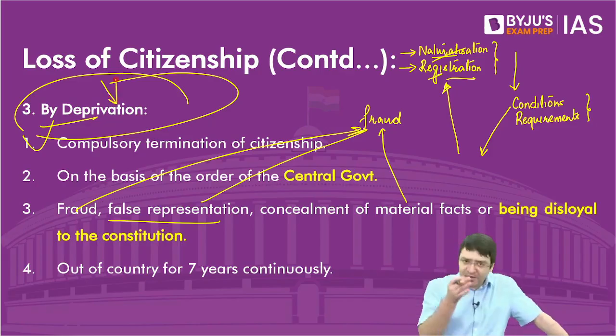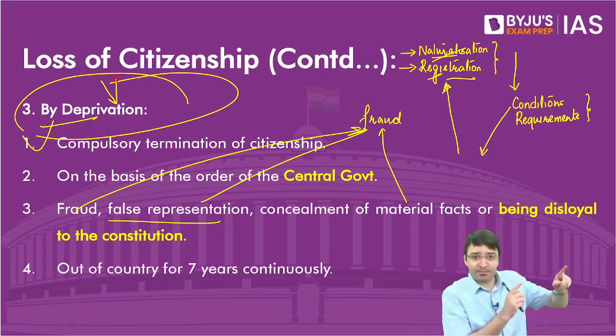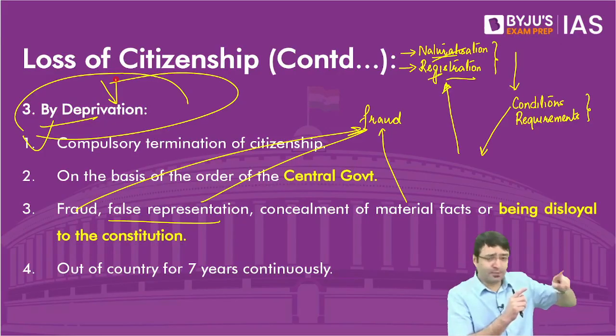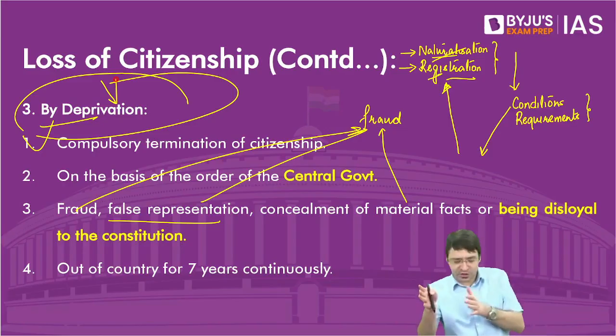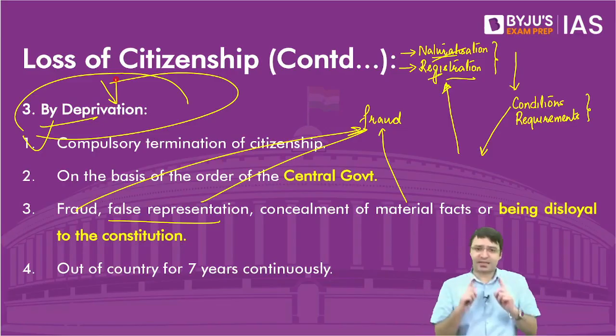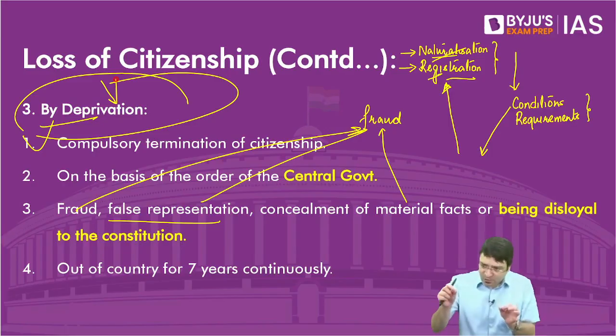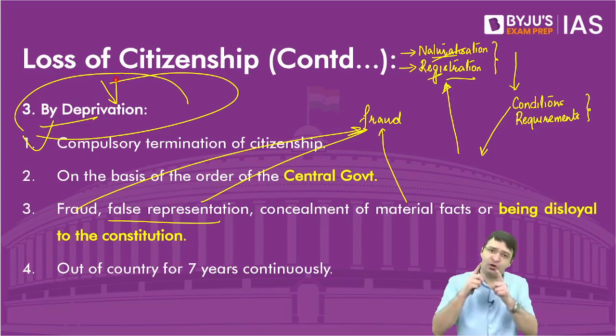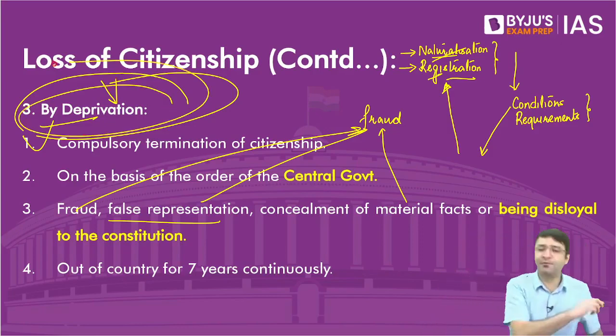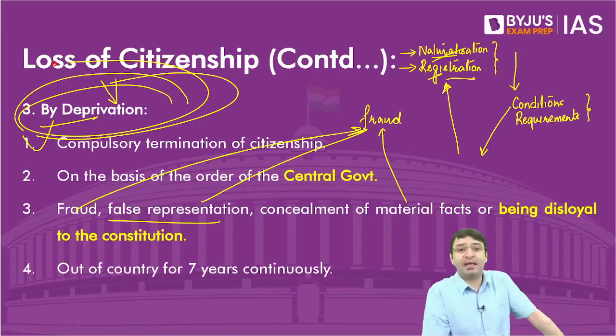Which means if there is an Indian citizen, not by birth, not by descent, not by the incorporation of a foreign territory, but you are an Indian citizen through registration or naturalization, but the central government realizes that you have acquired citizenship by registration or naturalization through fraud, through false representation. You have been hiding some of the facts. Then your citizenship can be deprived from you. And later on, you may never be able to apply for Indian citizenship again.